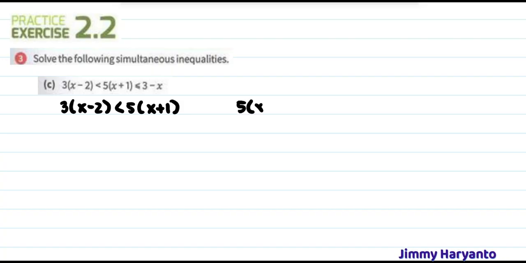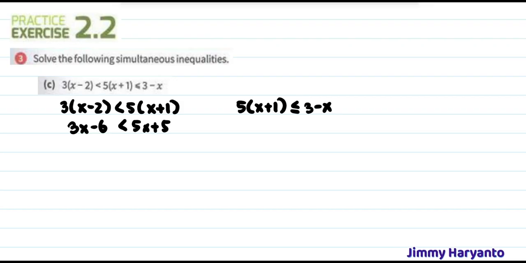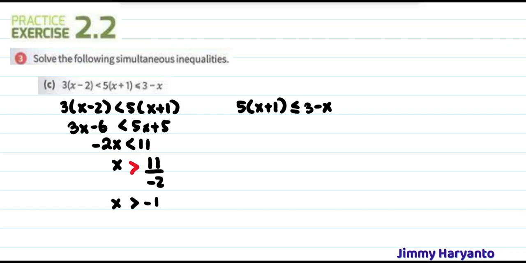And then next is question 3c. For 3c, we have to separate it like this. 3 times x minus 2 less than 5 times x plus 1. And then for the next one is 5 times x plus 1 less than or equal to 3 minus x. Okay, let's multiply this. So 3x minus 6 less than 5x plus 5. And then I will move the 5x to the left hand side. You will have 3 minus 5 equals to negative 2x. 5 plus 6 equals to 11. So x is 11 divided by negative 2. The sign have to be changed into greater than. So x is greater than negative 11 over 2.